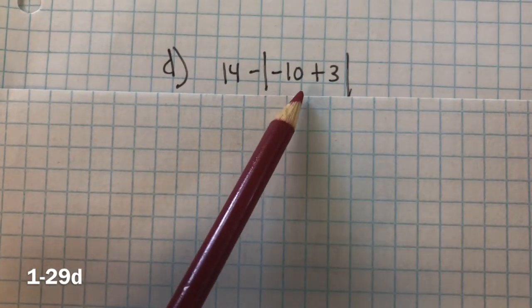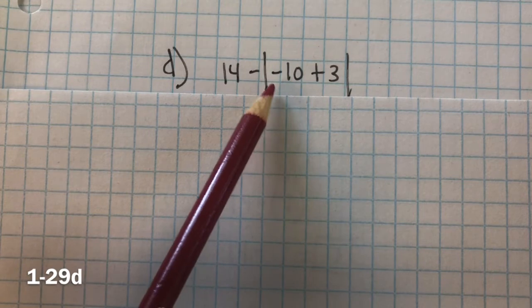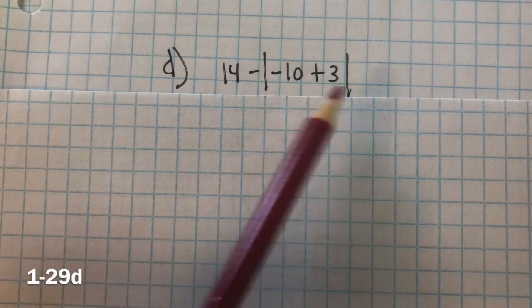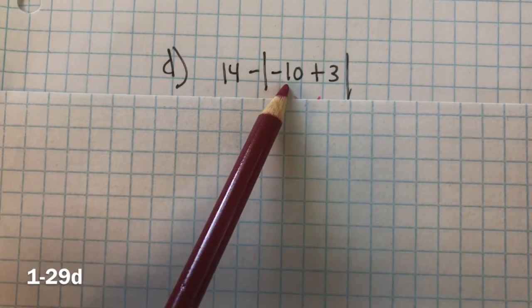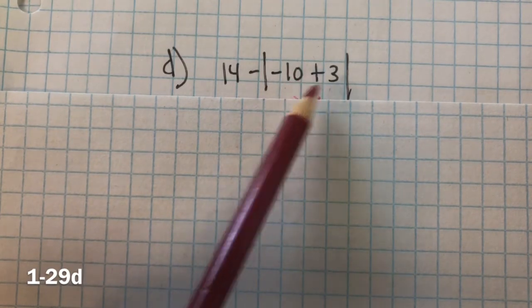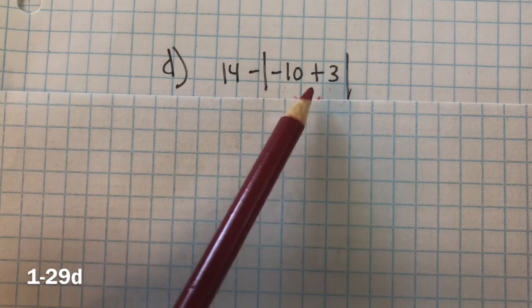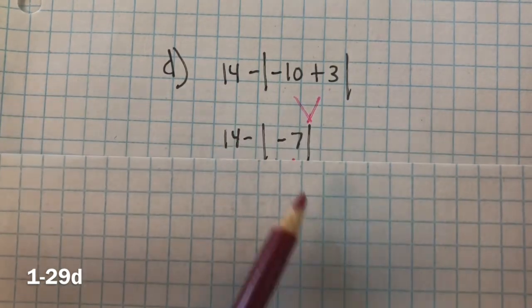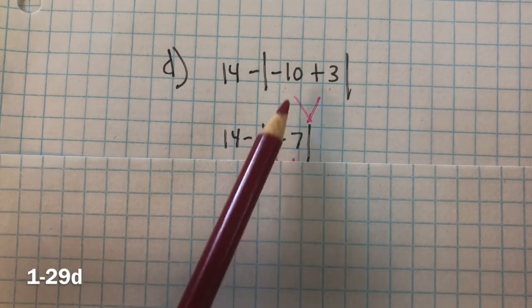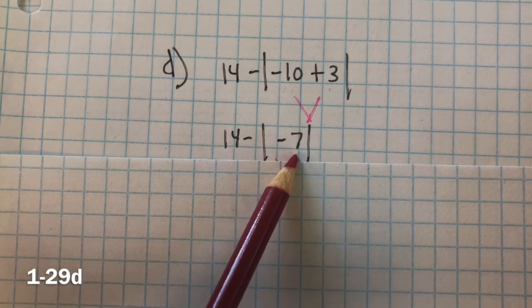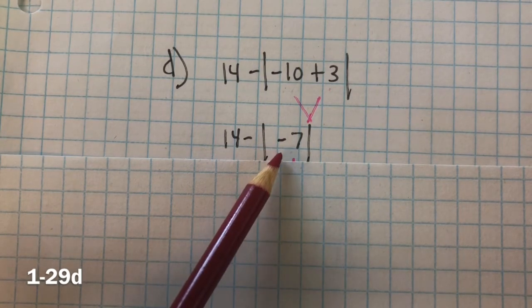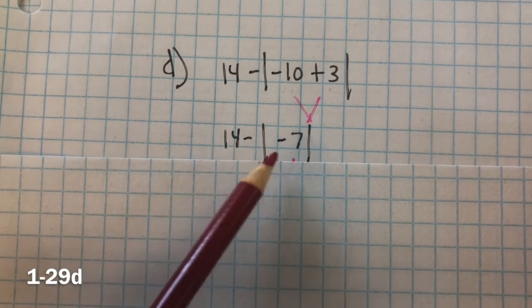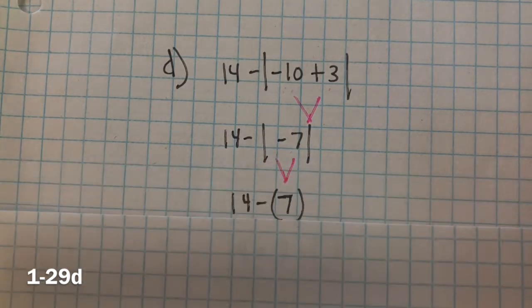So, order of operations requires us to work inside the absolute value symbols first. So first we need to simplify negative 10 plus 3. We have more negative values than positives, so we know it's going to be a negative value. Signs are opposite, so we subtract. 10 minus 3 is 7, so it's negative 7. The absolute value of negative 7: what's the distance from negative 7 to 0? That's 7 units.